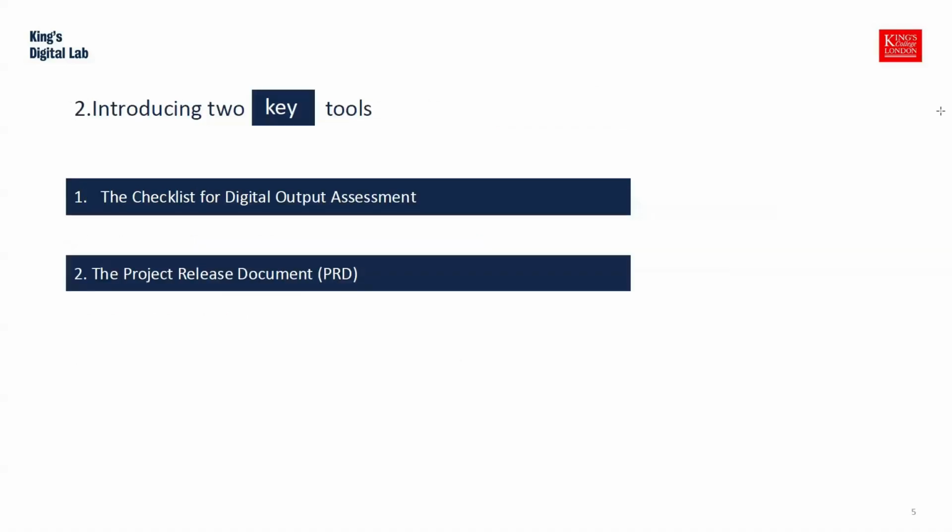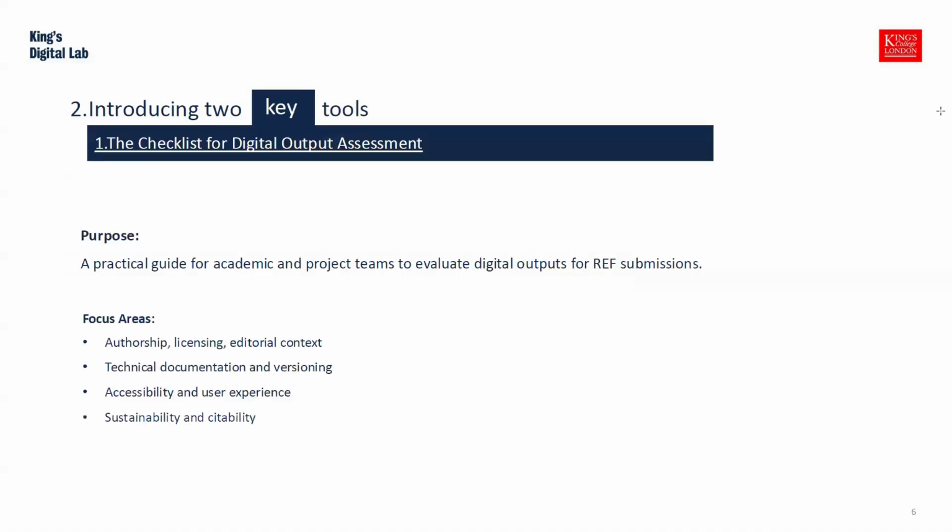Introducing now the two documents. How do we ensure that this expertise is embedded and can be assessed in the digital outputs? These are two tools, as I was saying, two documents that we have developed at KDL: the checklist and the project release document. So we start with the checklist. You will be able to click on the link from the slides. The checklist for digital output assessment is aimed at academics, mostly preparing digital outputs for REF submission.